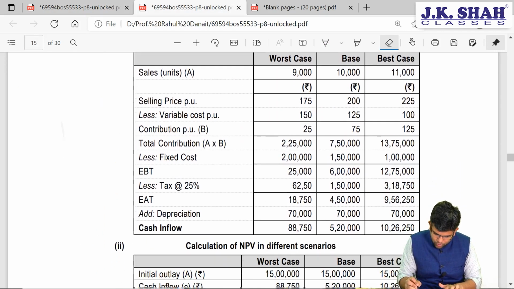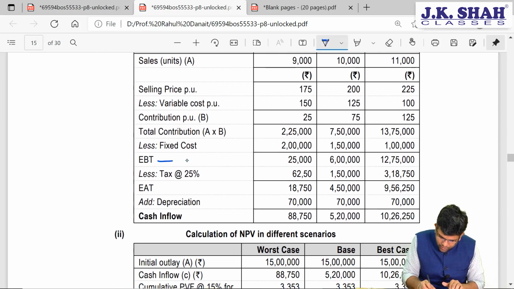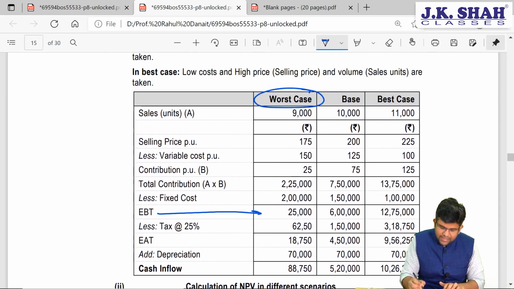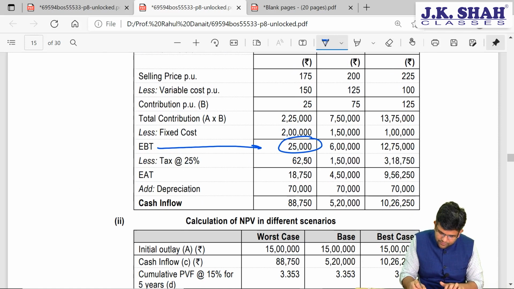I'll show it to you, children. Can you see earnings before tax for the worst case? Everyone clear? Earnings before tax for the worst case is 25,000. From that we subtract tax. Do you realize what we get is earnings after tax?